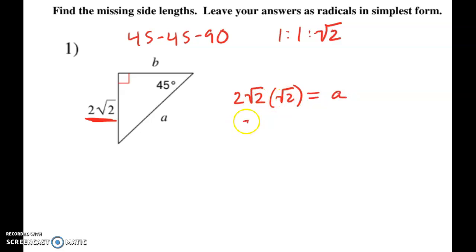Root 2 times root 2 is just root 4, so I can combine those. That's one of those properties. So 2 root 4, we know what the square root of 4 is. That's 2, so this ends up being 2 times 2, or just 4.